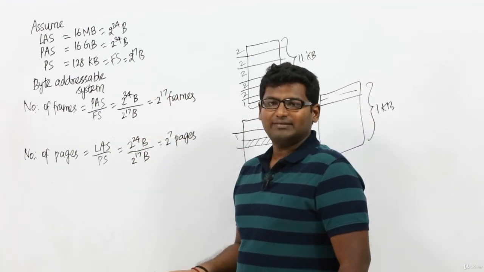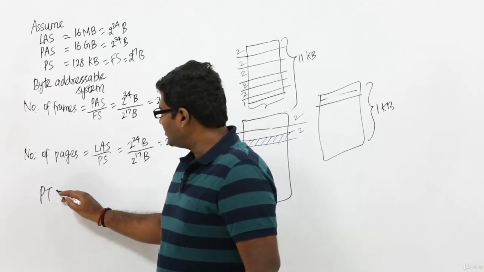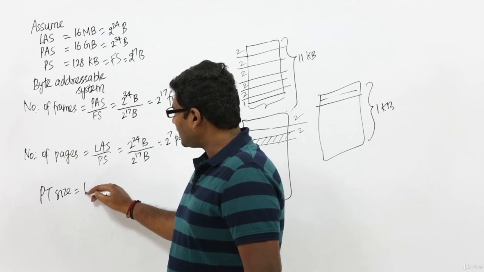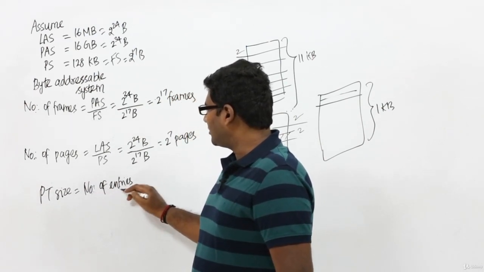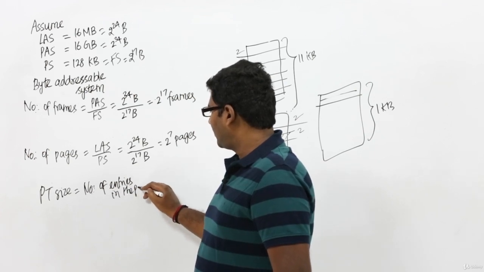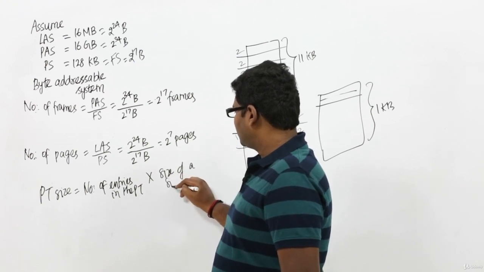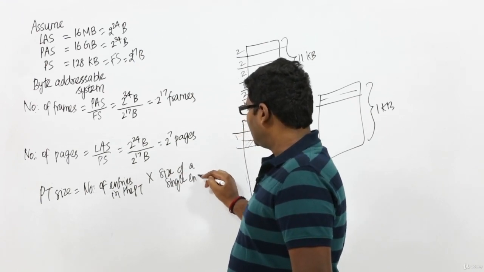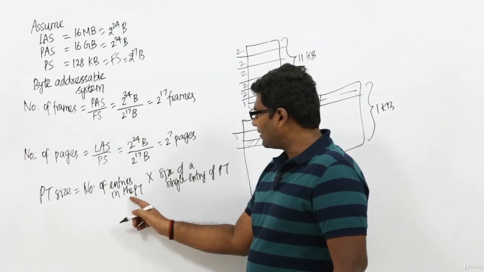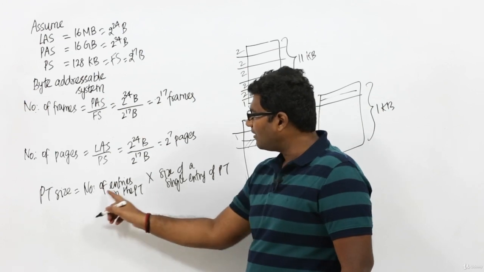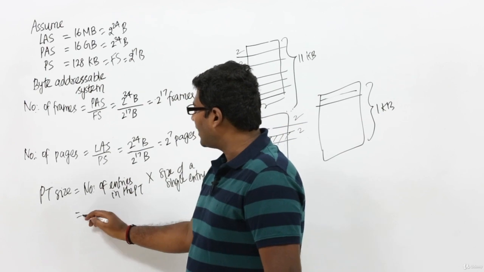Let's first calculate the page table size. Page table size is nothing but the number of entries in the page table times the size of a single entry of the page table. How many entries will be present in the page table? That depends on how many pages we have.